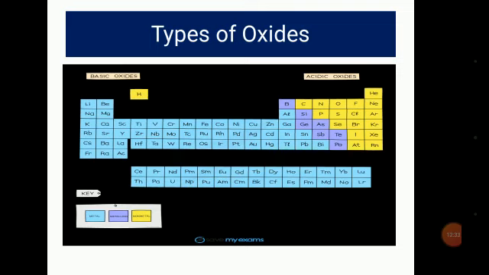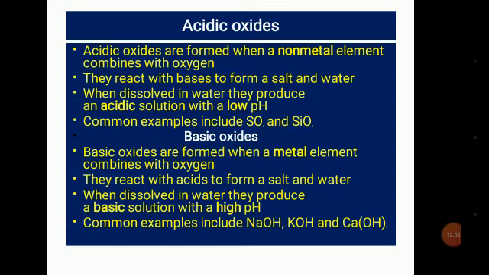nitrogen dioxide, phosphorus pentoxide, carbon dioxide, sulfur dioxide, etc. They form acidic oxides. Acidic oxides have the characteristics of acids. Acidic oxides are formed when a non-metal element combines with oxygen.